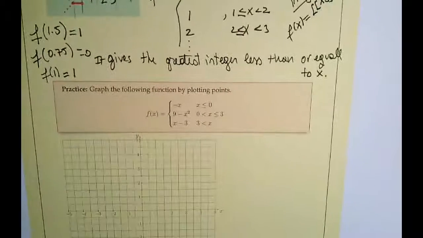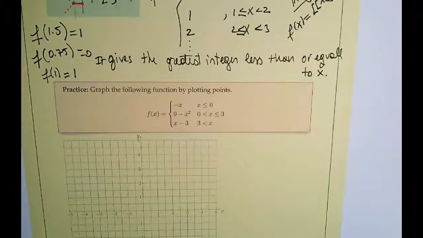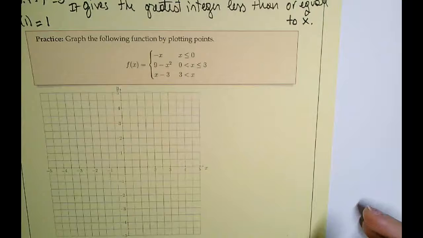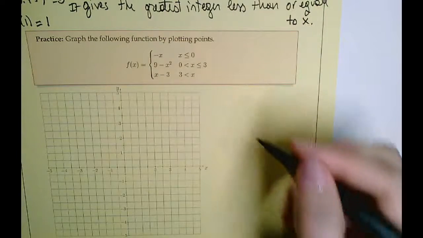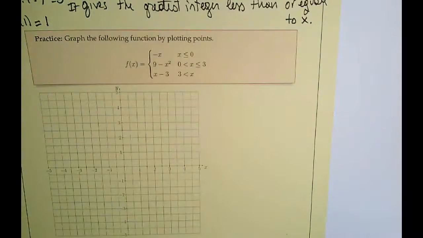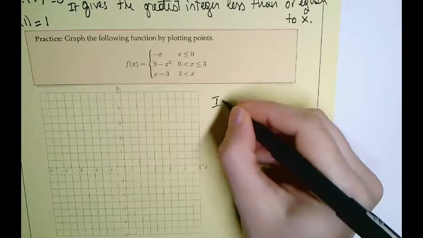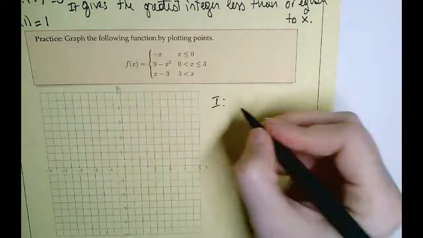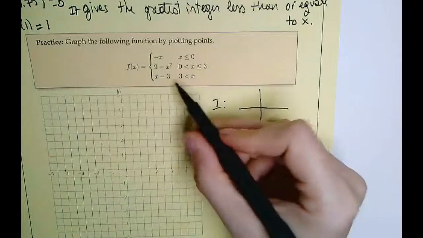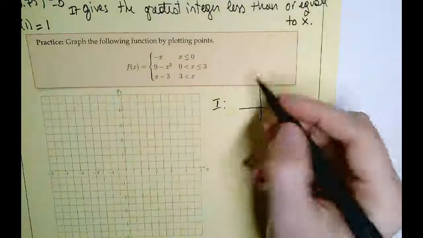All right, another good practice is let's do another piecewise defined function. So for this one, the first portion is going to be for x less than or equal to 0. And for the first piece, the function is just going to be the line with slope -1 and y-intercept 0.